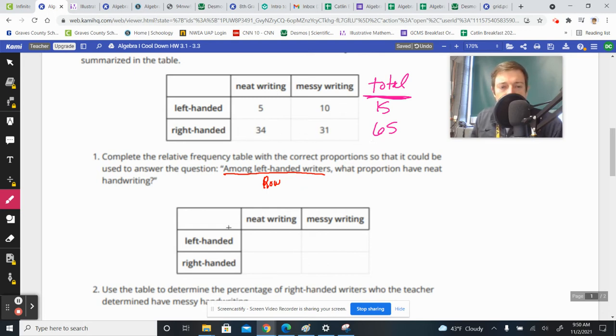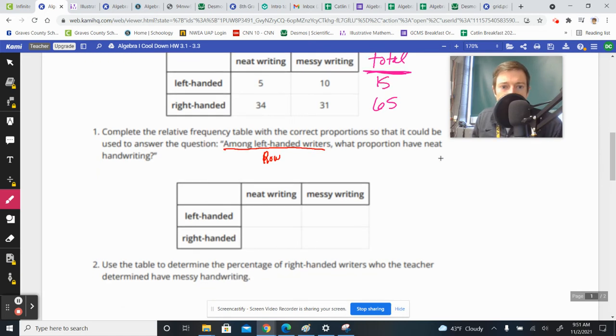So whenever they said among the lefties, I was immediately thinking, okay, I need to talk about the 15 people in that row that are left-handed. So I need to make a relative frequency table by row and not by column. So that's why I have these totals in here. Everything that I set up in this frequency table is going to be based off of out of 15 and out of 65.